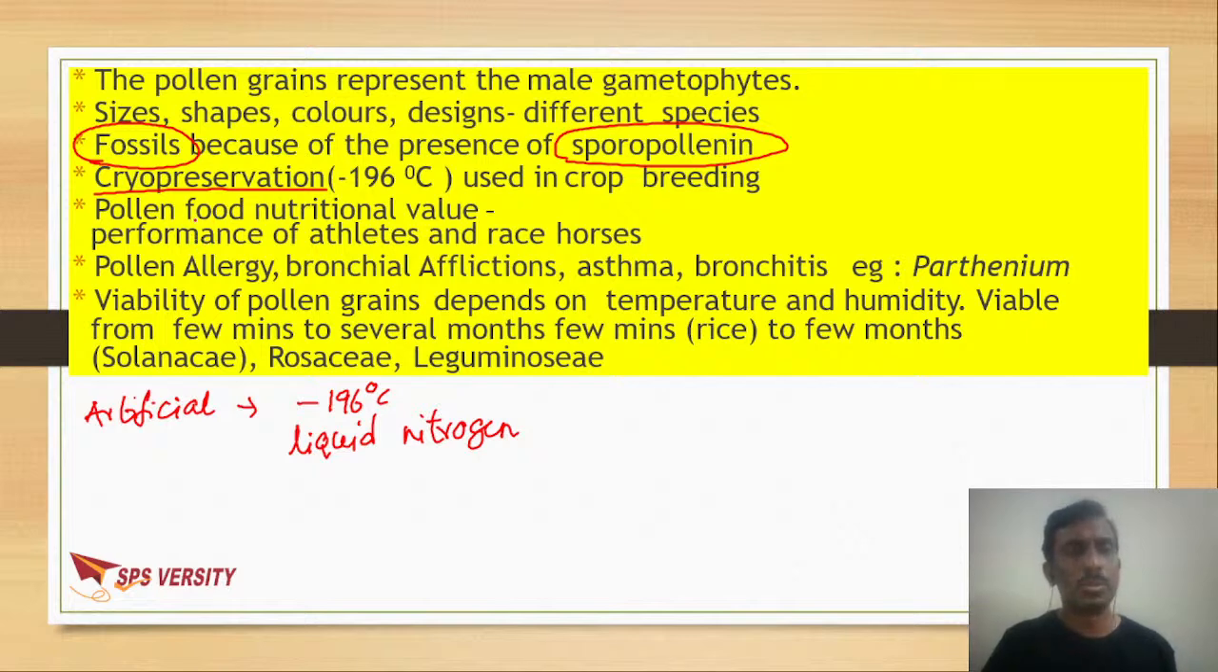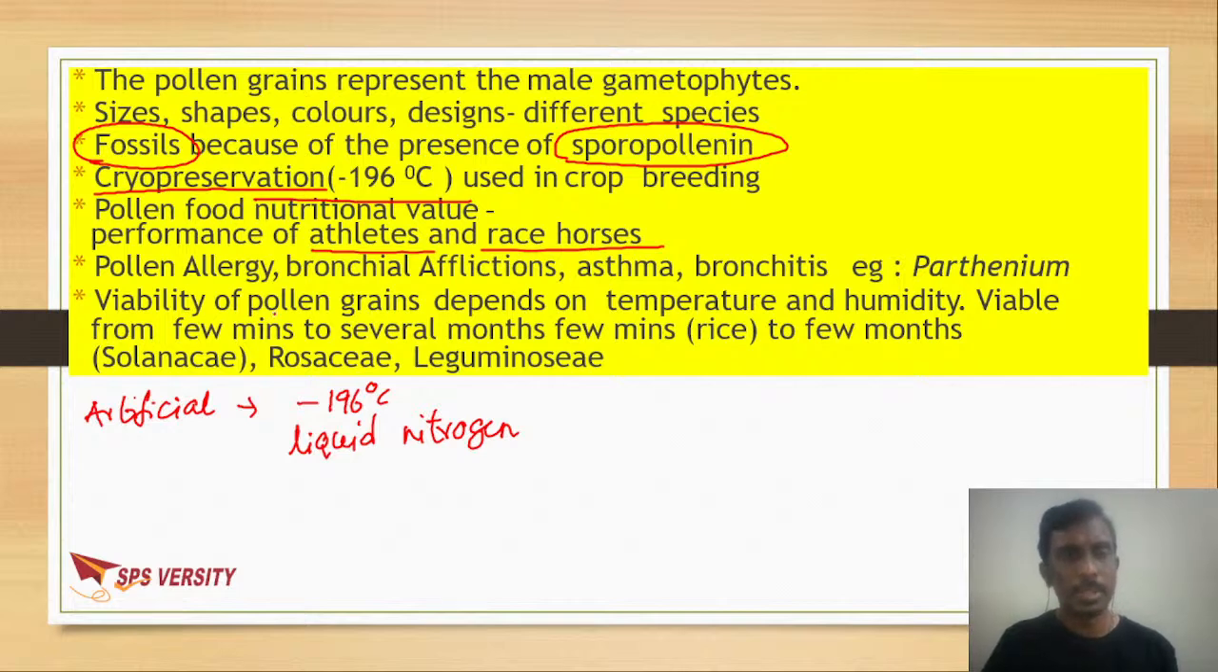That's why they are used as a very good source of nutritional values. That's why they are used as food supplements or nutrient supplements for athletes and race horses. So these are a few benefits of pollen. They have good nutritional value, and as they have good nutritional value, they are used by athletes and race horses as food supplements.